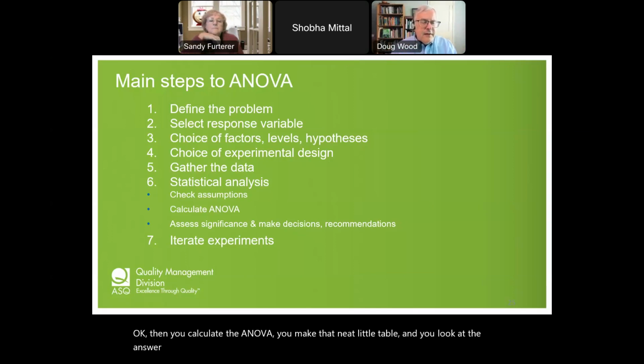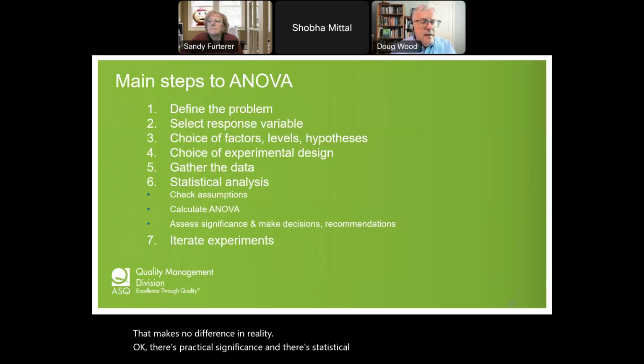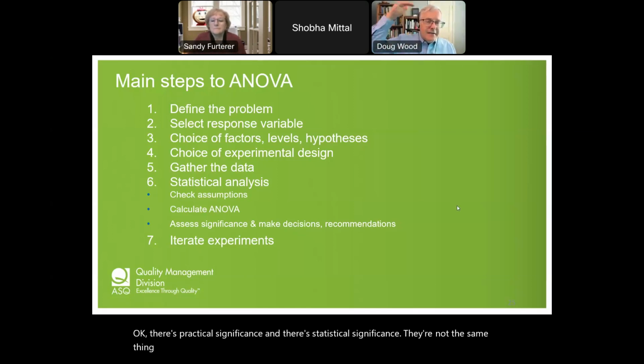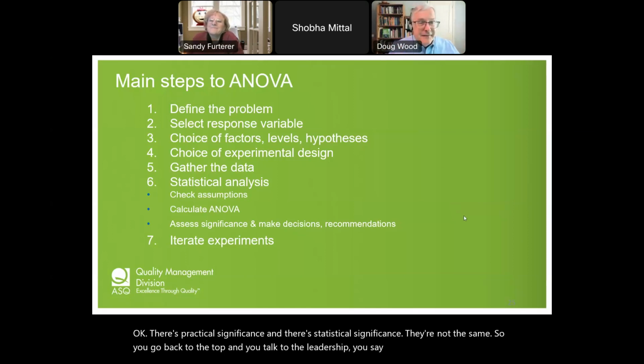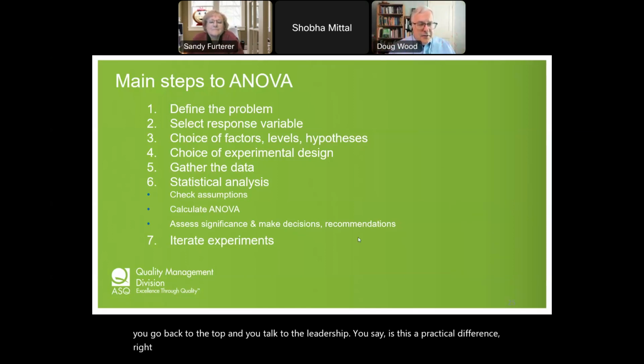But then you have to come back again, and you've got to say, so is this significant? I mean, you might see a statistical difference that makes no difference in reality. Okay? There's practical significance and there's statistical significance. They're not the same. So you go back to the top and you talk to the leadership. You say, is this a practical difference, right? And so that closes your whole thing.